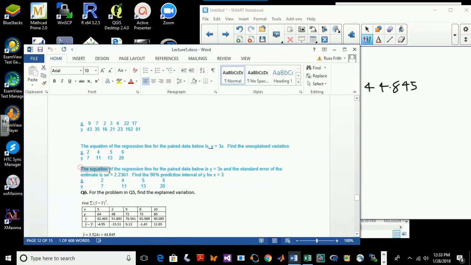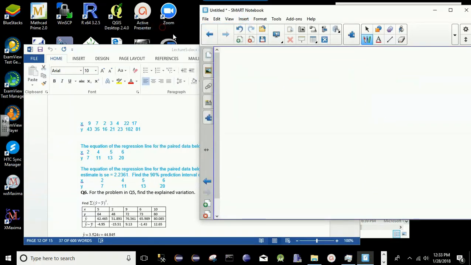There was one problem that I wanted to work on. Right here, this one. The equation of the regression line for the paired data below is y equals 3x, and the standard error of the estimate is this. Find the 90% prediction interval for y. So to solve this problem, we need to find an interval estimate for the range of a predicted value at x equals 3.